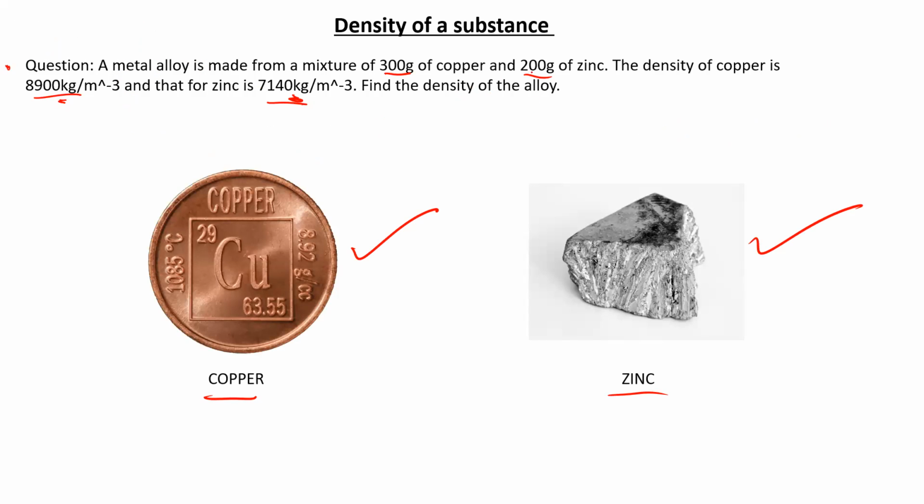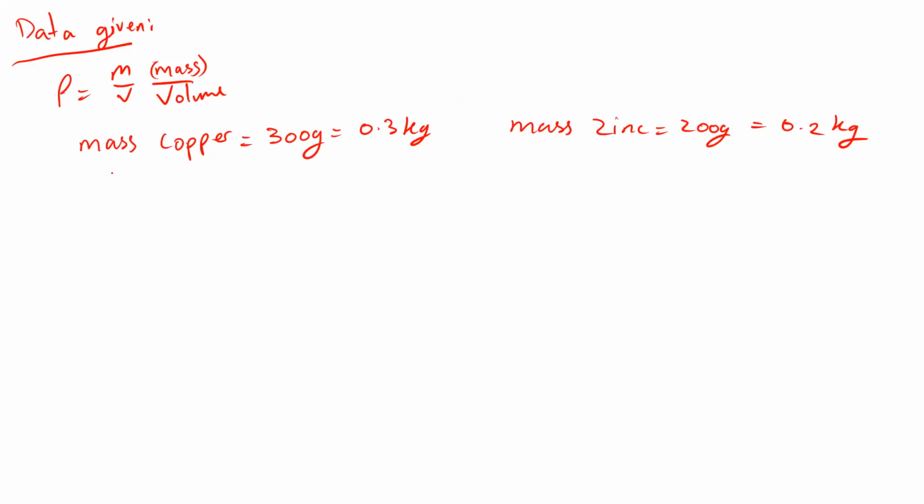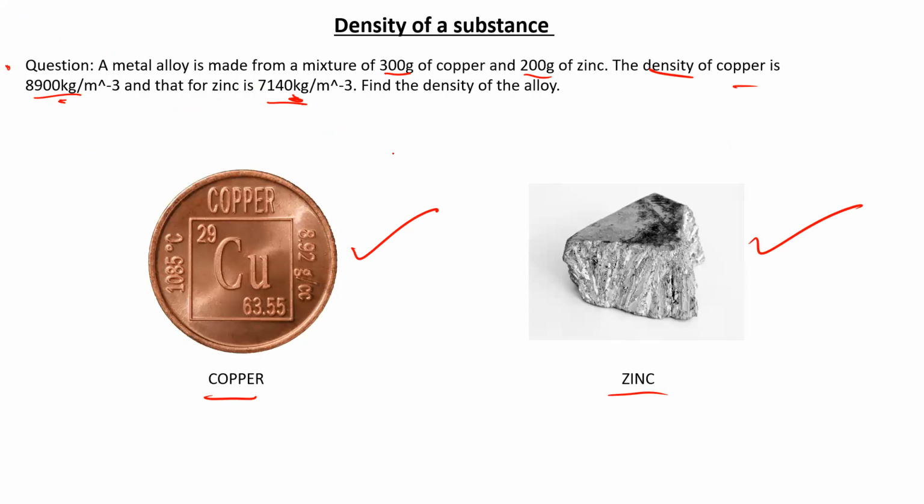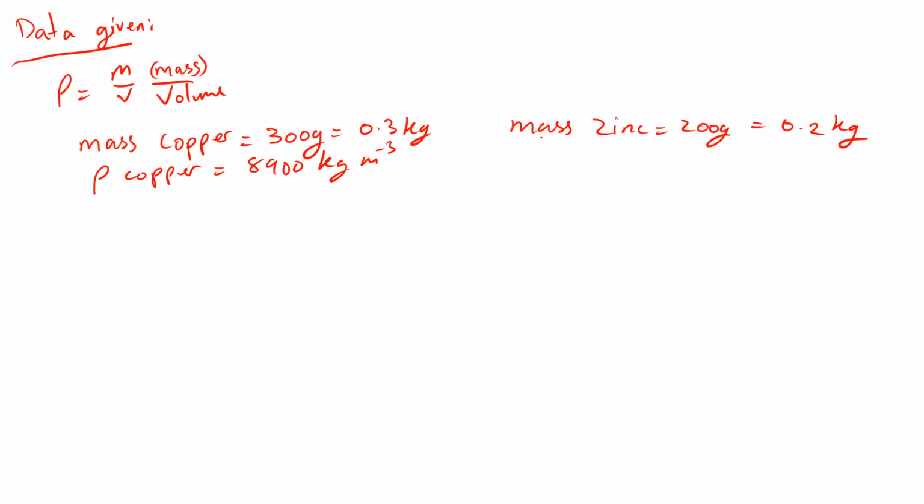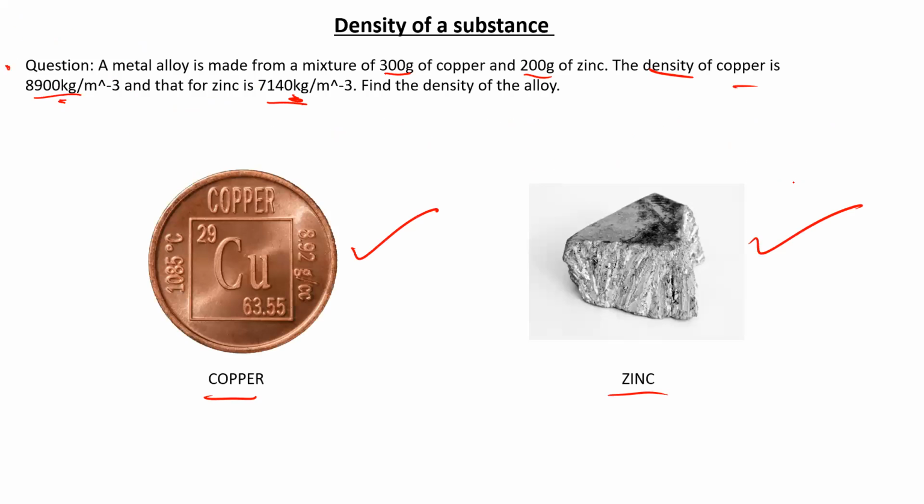We are also given the density of these substances, so the density of copper and also the density of zinc. So the density of copper was given to be 8,900 kilogram per meter cube, and the density of zinc is 7,140 kilogram per meter cube as well. So let's begin.